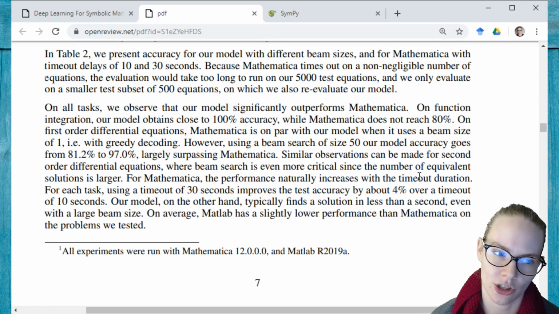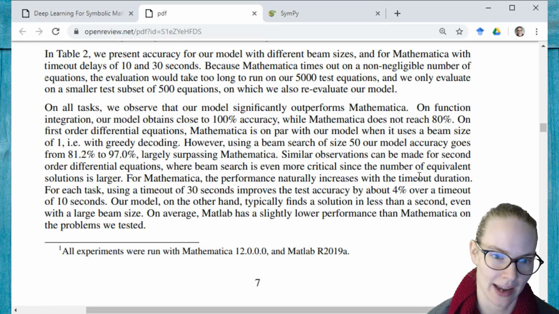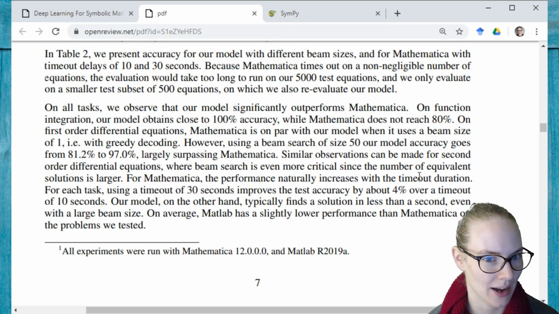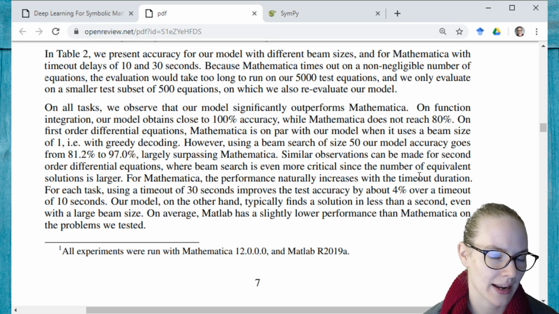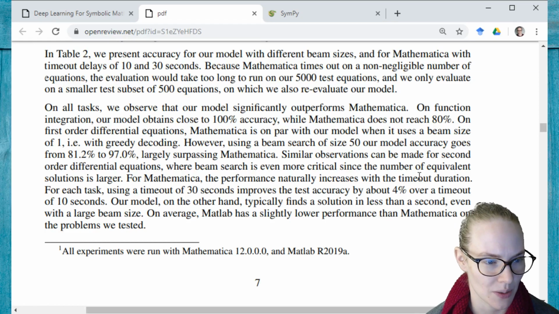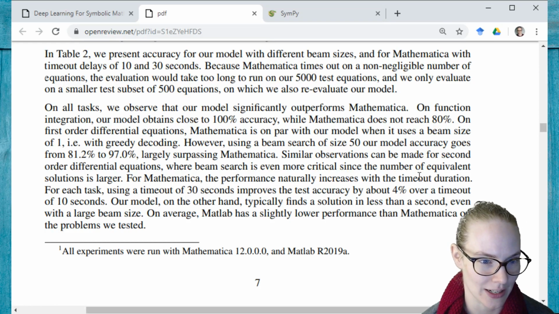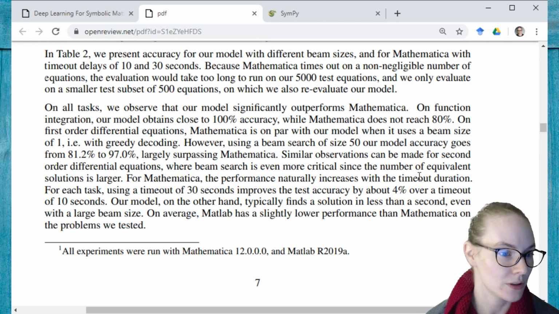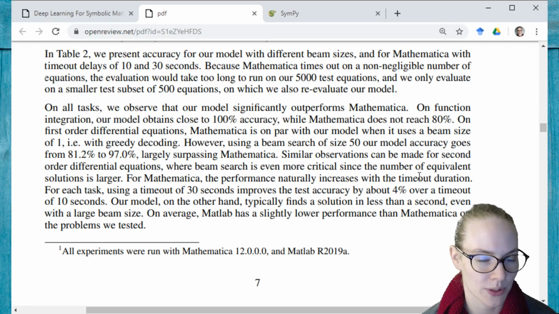On function integration, our model obtains close to 100% accuracy, while Mathematica did not reach 80%. On first-order differential equations, Mathematica is on par with our model when it uses a beam size of 1, i.e. greedy decoding. However, using a beam search of size 50, our model accuracy goes from 81.2% to 97.0%, largely surpassing Mathematica.